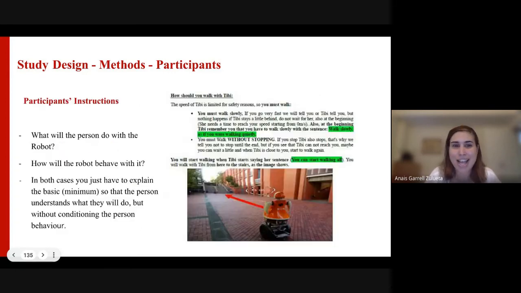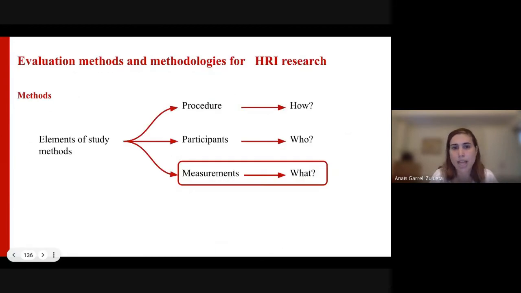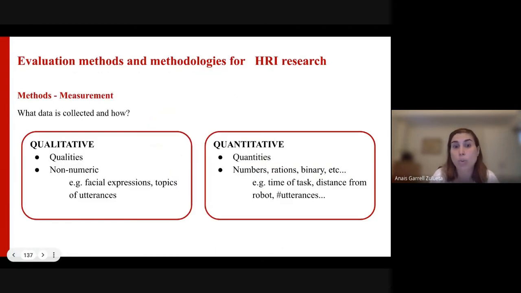Also, we have to give instructions to the participant, like explain a little bit how the experiment will be developed, how the robot will act, and what the purpose of the experiment is, but try to give the minimum information, because if not, we are conditioning the participants. And finally, the measurement: what we want to measure.